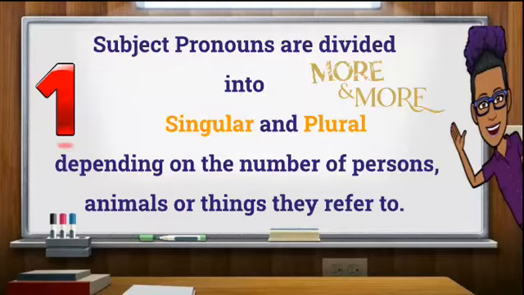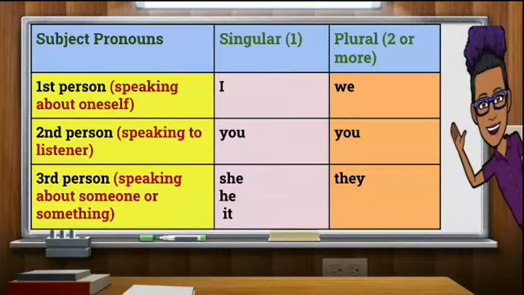Now subject pronouns are divided into singular and plural, depending on the number of persons, animals, or things they refer to. Now here we have our subject pronouns and their number, be it singular or plural. So let's look at our first person, which is speaking about oneself, and singular we have I. Plural we have we, plural meaning more than one.